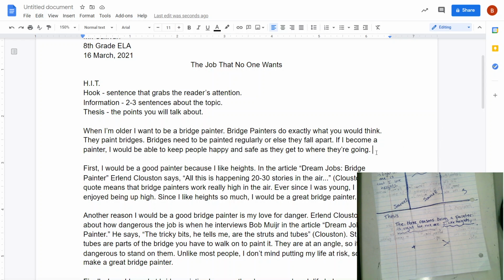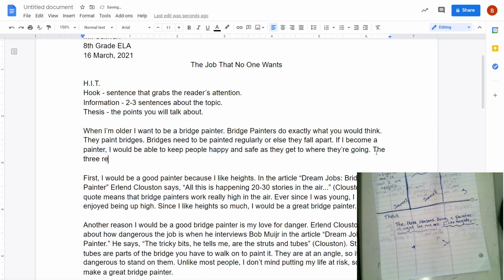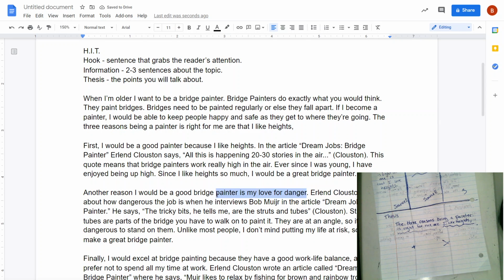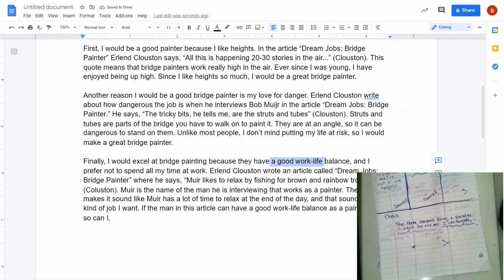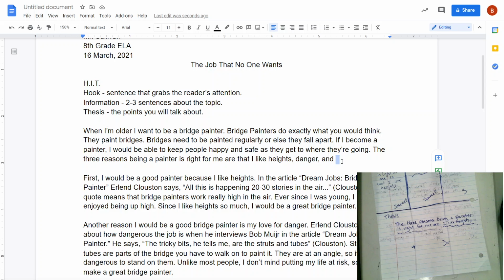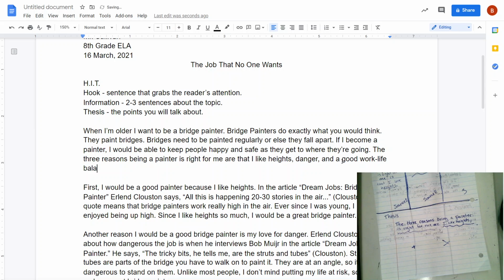And mine says the 3 reasons being a painter is right for me are that I like heights. And now I'm going to look at what I put in my topic sentences here, because I actually forgot. I like heights, danger, and what did I put down here? It's a good work-life balance. I already forgot what I put. And a good work-life balance. Period. The end of this paragraph.